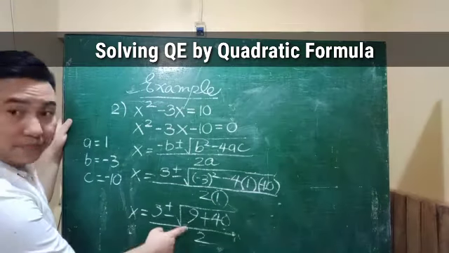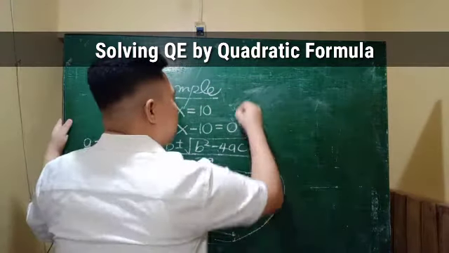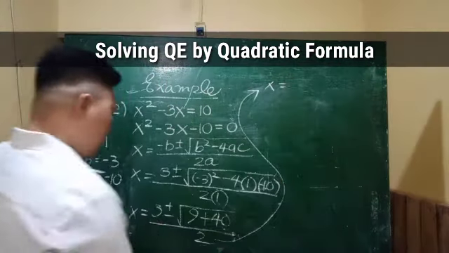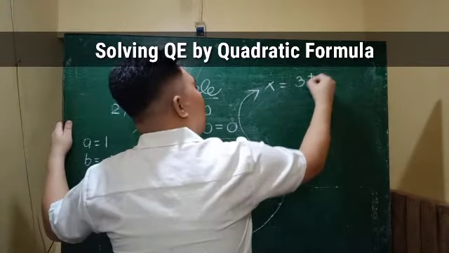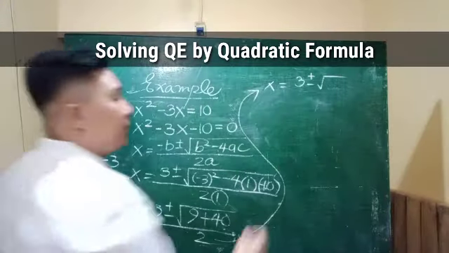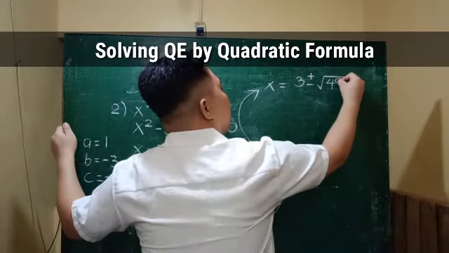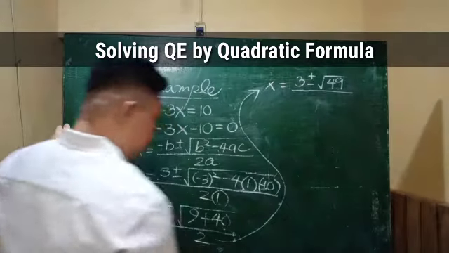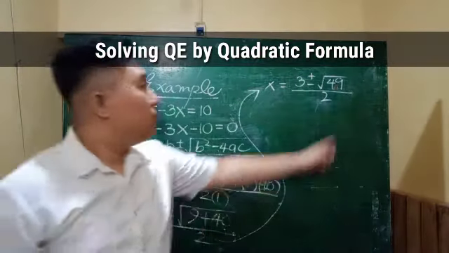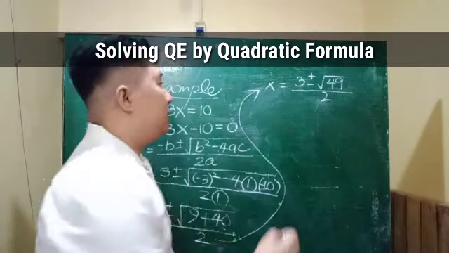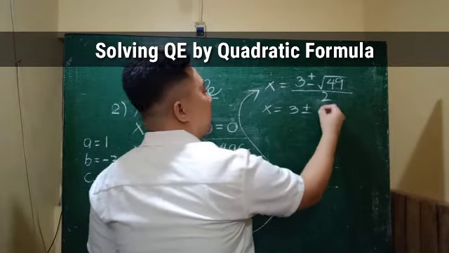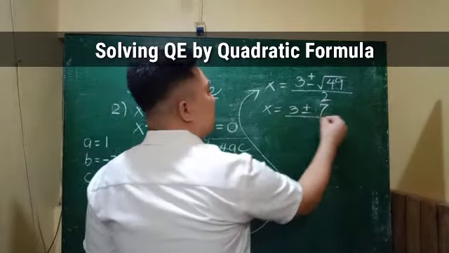Next, ito naman. We have x equals 3 plus and minus square root of, what is 9 plus 40? We have 49, all over 2. Okay, next step, kunin natin ang square root ng 49. So, we have x equals 3 plus and minus square ng 49 ay 7 over 2.